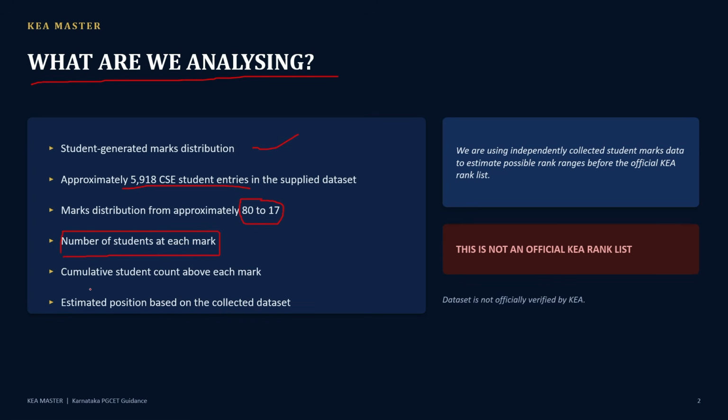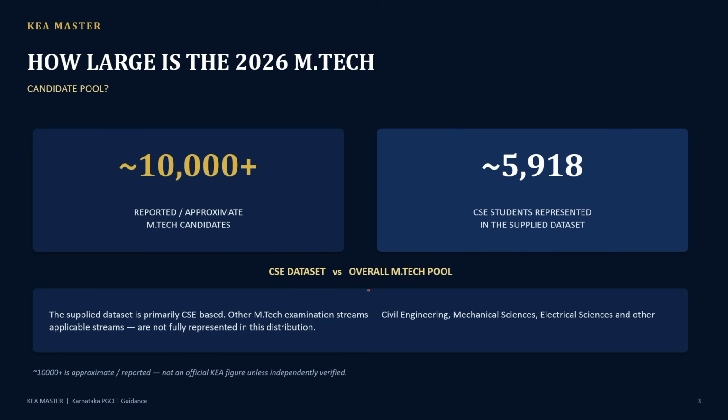For example, if we want to know the position of students who scored 57 marks, we first need to see how many students scored more than 57 and then how many students scored exactly 57. Based on that, we can calculate the position range of those students. So instead of just guessing a rank, we are actually using the available student data and doing the calculation. Now let's see the overall candidate pool before we start calculating the rank.